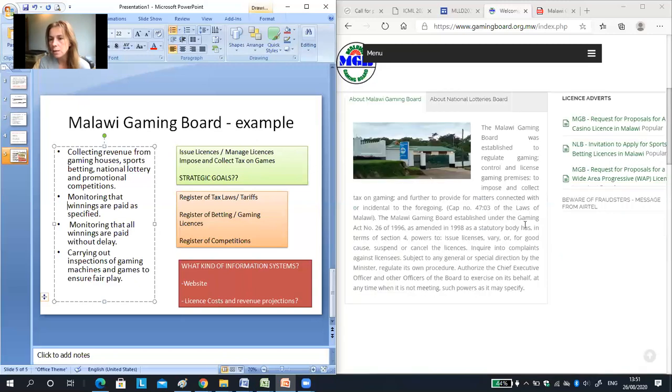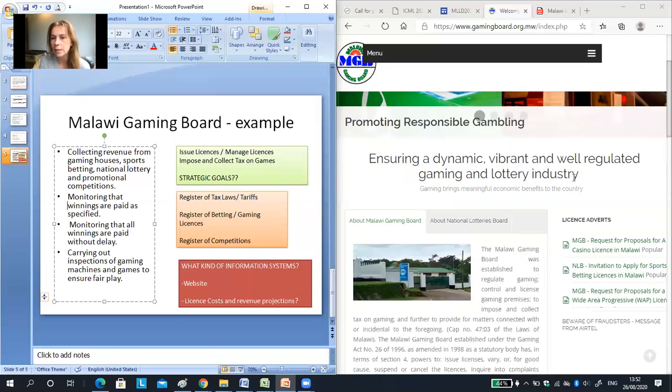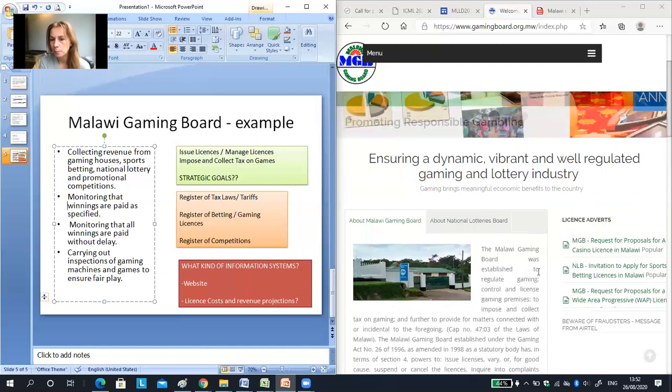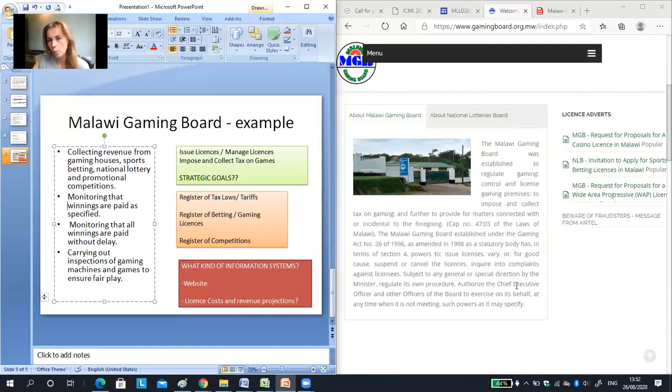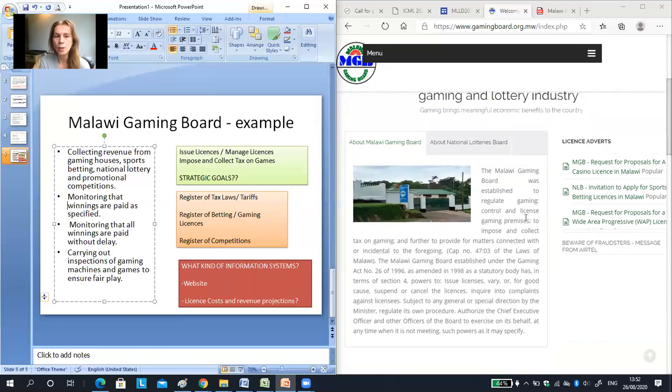Well, you can read, of course, and get some kind of idea about what the board is involved in. You can see here there are requests for proposals for licenses. There's a message about fraudsters and so on, from Airtel. Again, that's an interesting thing that makes you ask some questions, but don't get distracted. Remember what we said in the first video, you need to keep focused on the key points.